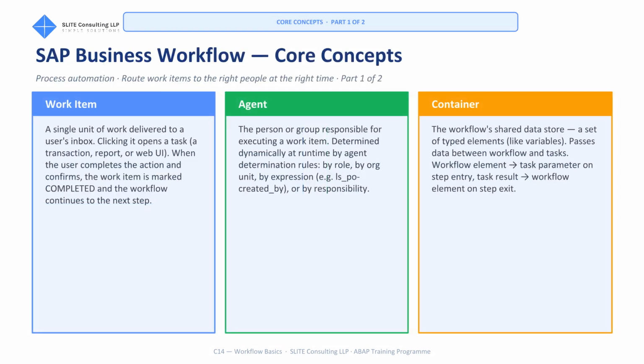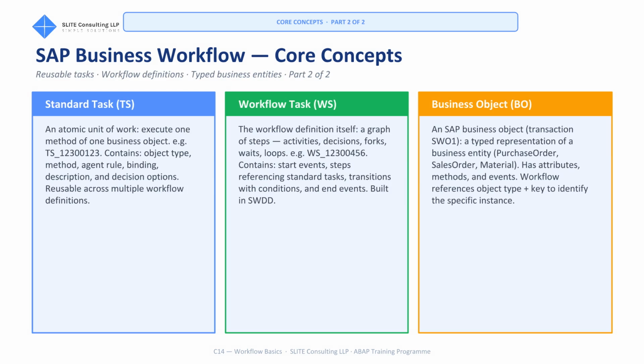6 core concepts underpin SAP workflow. A work item is the unit of work that appears in a user's inbox. Clicking it opens a transaction or web page. Completing the action marks it done. An agent is the person or group who should handle a work item, determined dynamically at runtime. The container is the workflow's shared data store, a set of typed elements holding all the data the workflow needs to process and route.